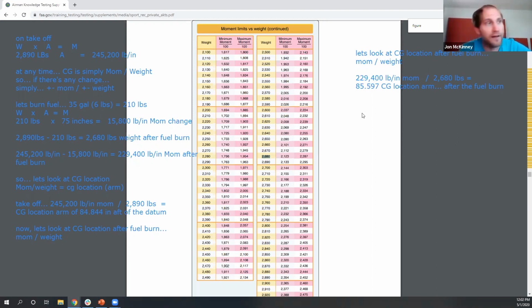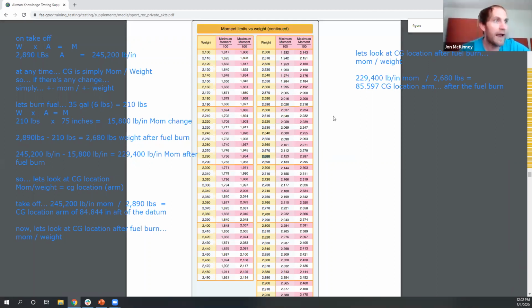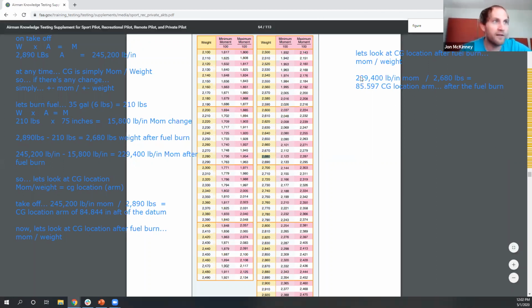So I screwed us up and I did bad math way back yonder, way back when. And since then we've corrected it. Just one more time. These are our numbers right here at the very end after we did all this math. And it tells us that our weight after that fuel burn is going to be 2680. So here's our weight, 2680 in the chart.